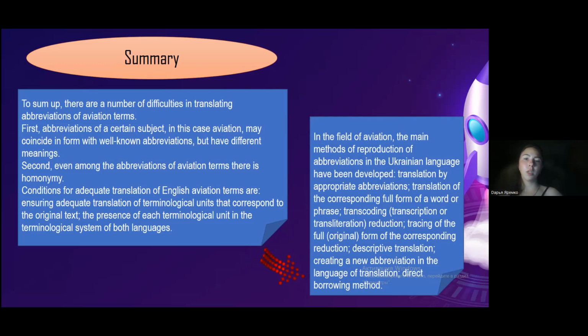In the field of aviation, the main methods of reproduction of abbreviations in the Ukrainian language have been developed: translation by appropriate abbreviation, translation by corresponding full forms of the word or phrase, transcoding, transcription or transliteration of the reduction, tracing of the full original form of the corresponding reduction, descriptive translation, creating a new abbreviation in the language of translation, and direct borrowing. The next slide.